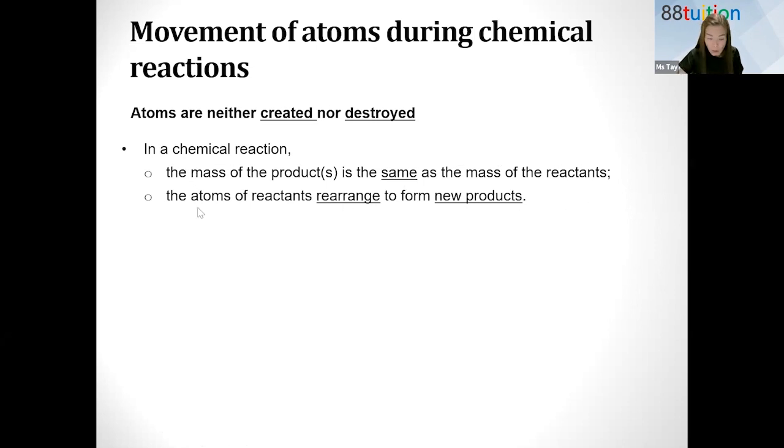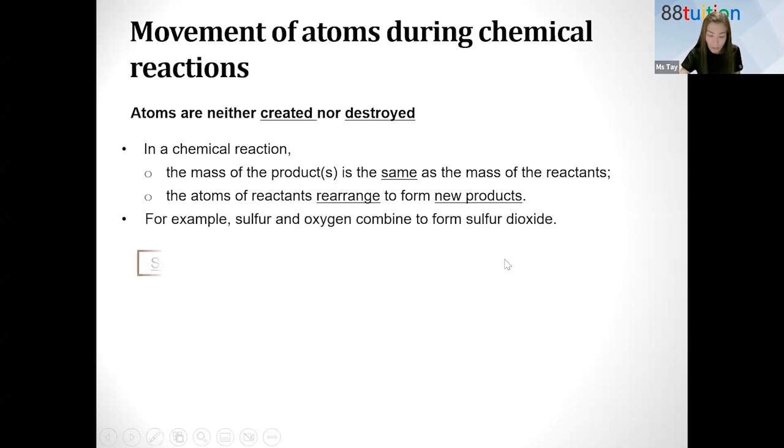We also say the atoms of reactants rearrange to form new products. So it's only about the atoms rearranging. They don't disappear. They don't suddenly appear. Whatever you have, they will just break apart first, separate from where they used to be, and then they will form new compounds. So it's a rearrangement of the atoms to get new molecules.